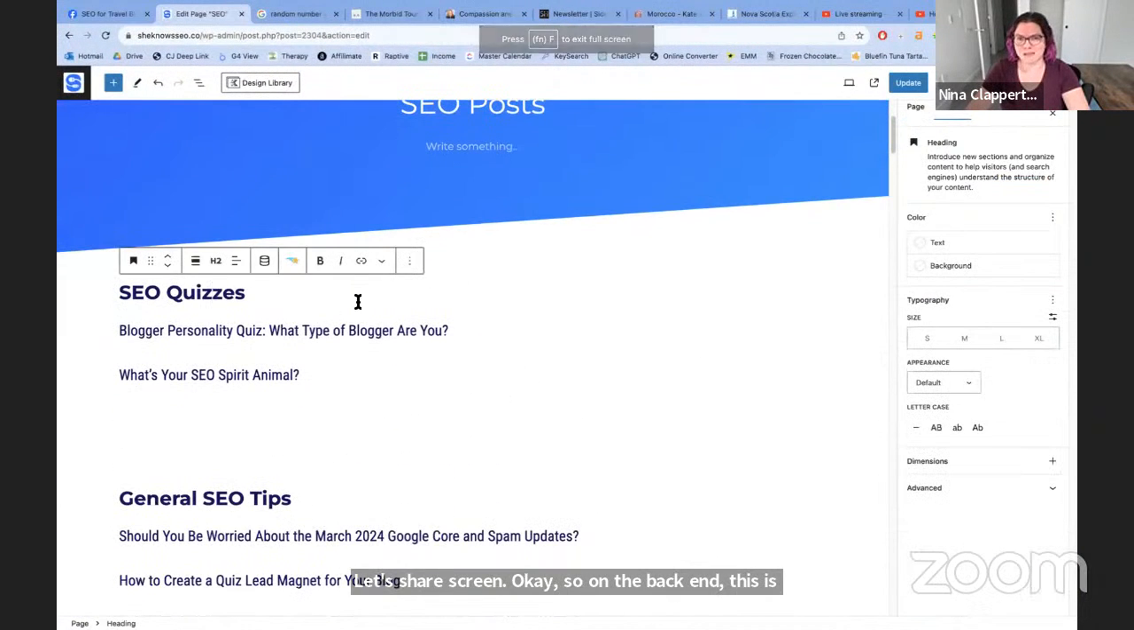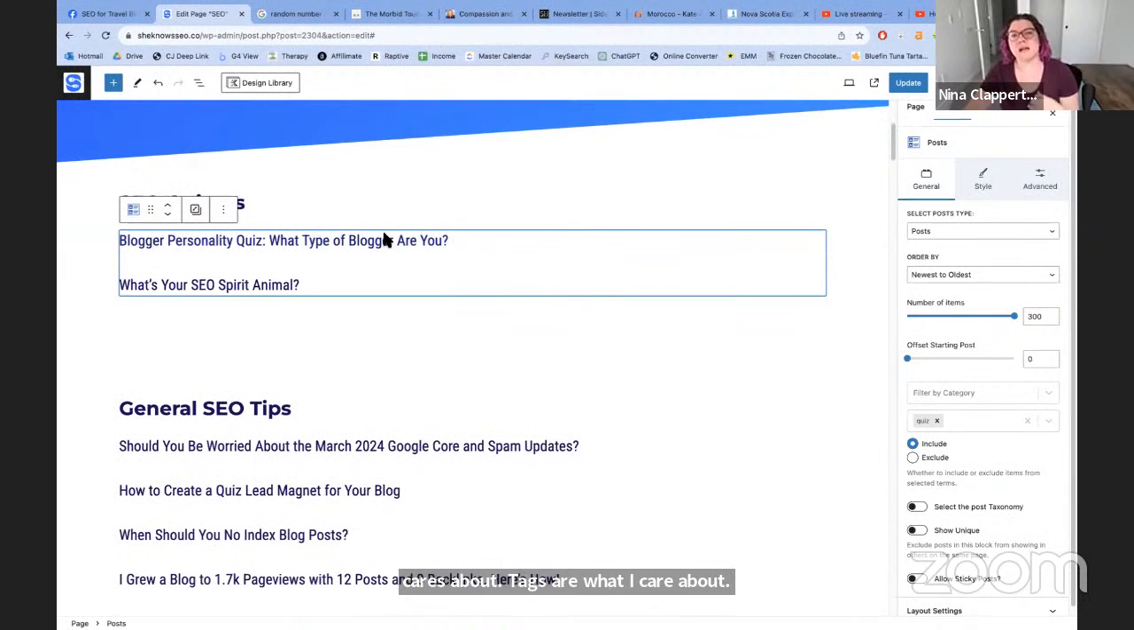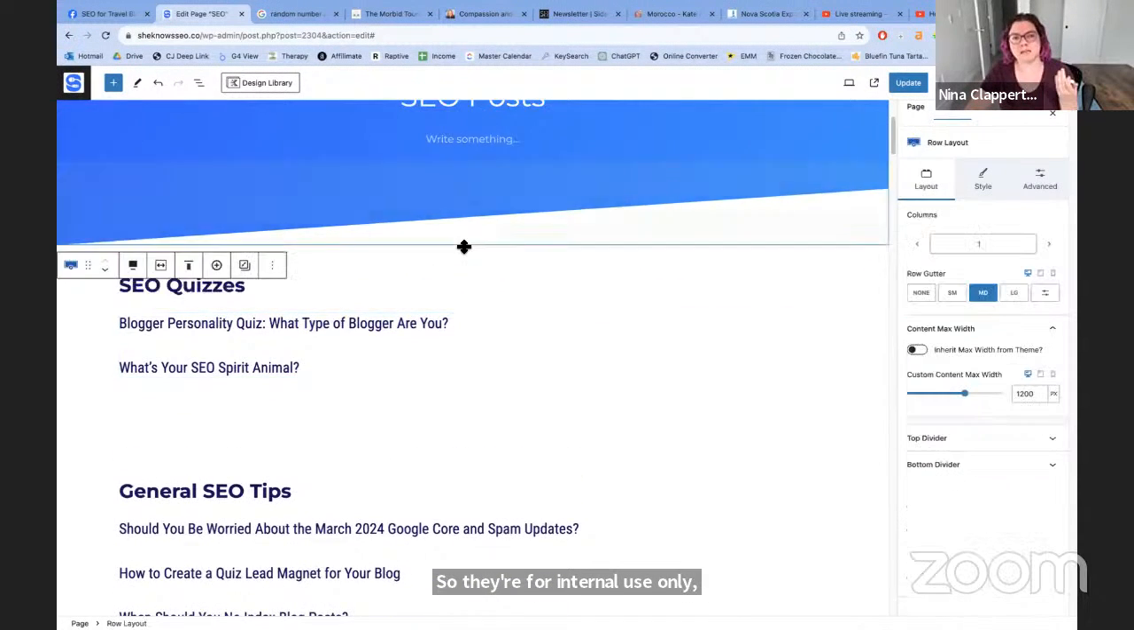There's a header, I recommend H2s, and then we have the links to each post, but it's actually in a block, and the block is called posts, and that block just pulls all of your latest posts. You have to then filter by category or by a tag. I use tags because for me, categories are what Google cares about. Tags are what I care about. So they're for internal use only, really. And that's where I label my topic clusters. So that's how I have them set.